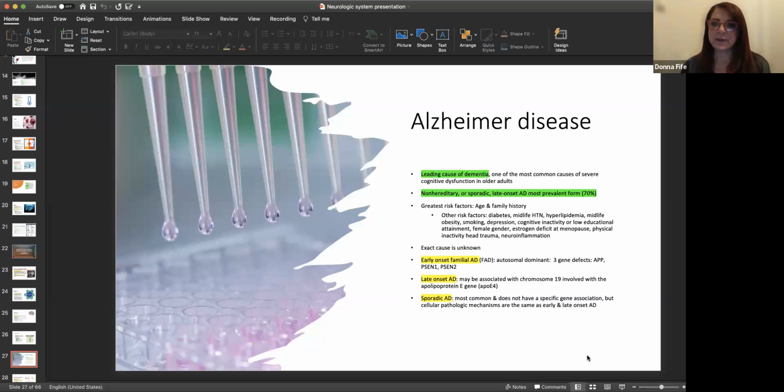Early onset familial AD is autosomal dominant. There are 3 gene defects: the APP, the PSEN1, and PSEN2. Late onset Alzheimer's may be associated with chromosome 19, which is involved with the apolipoprotein E gene. Sporadic AD is most common and does not have a specific gene association, but cellular pathologic mechanisms are the same as early and late onset Alzheimer's disease.